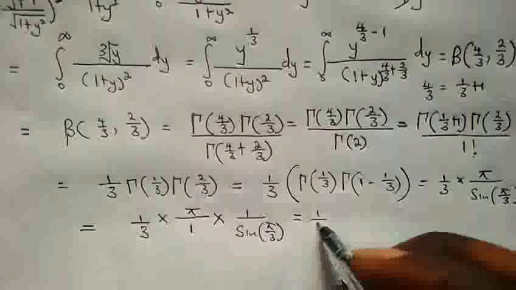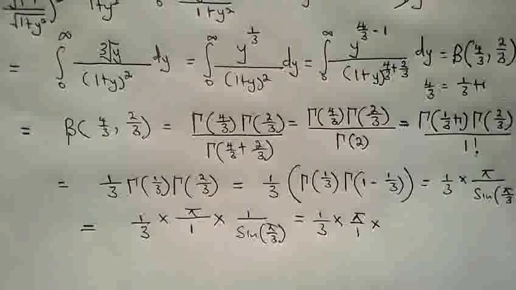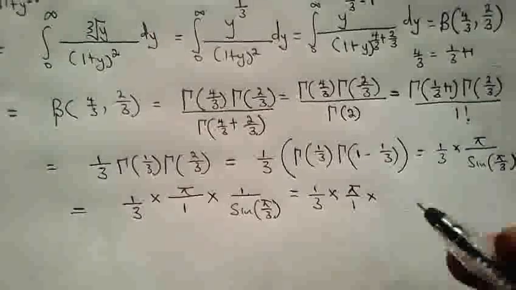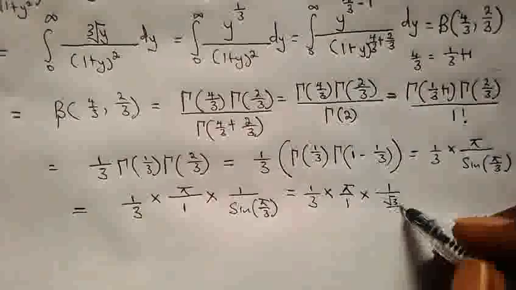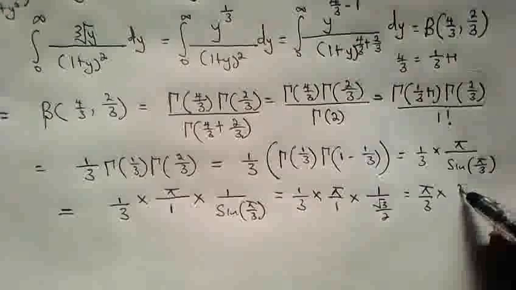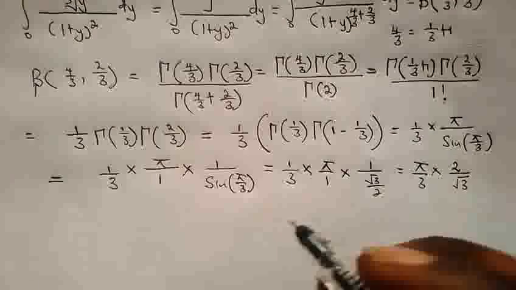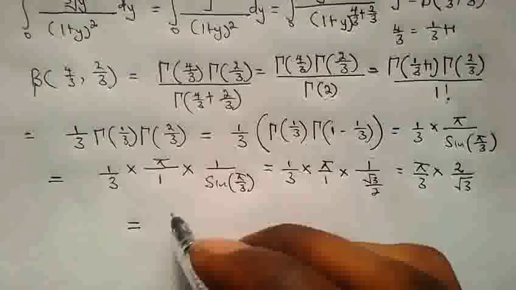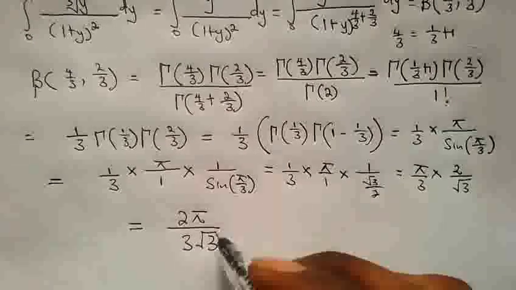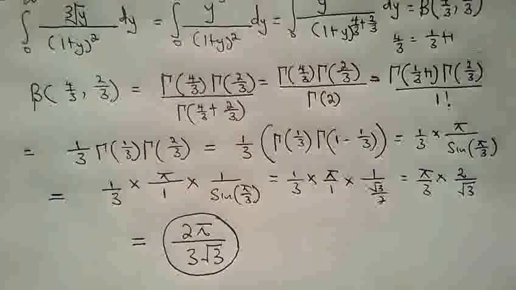So this is equal to 1 over 3 times pi over 1 times, what is 1 all over sine pi over 3? Or let's ask ourselves, what is sine pi all over 3? So we get here 1 all over root 3 all over 2. So this is pi over 3 times, here, 2 all over root 3. Okay, so from here, we get our final value, which is 2 pi all over 3 root 3. And this is the right answer to the MIT Integration B problem.